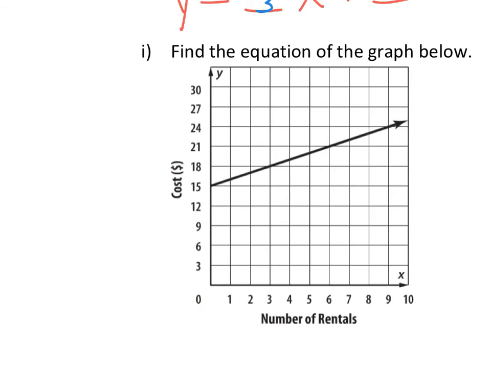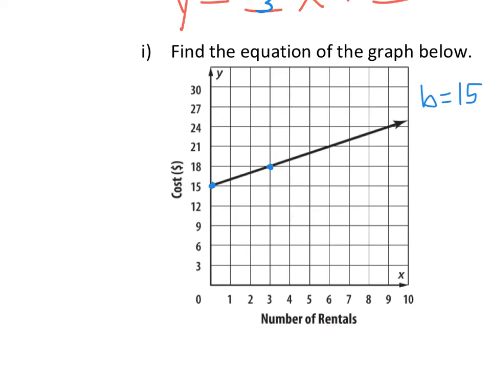Letter I, find the equation of the graph below. Now we're only given the first quadrant here, but I still have my y-intercept, which is right here at 15. So b = 15. Find another point of intersection where it intersects the grid lines, right there. Be careful. You're counting on your y-axis by 3s: 3, 6, 9, 12, 15, 18, and so on. So each block you go up is 3 units. Okay, your x-axis is counting by 1s, so each block represents 1 unit.